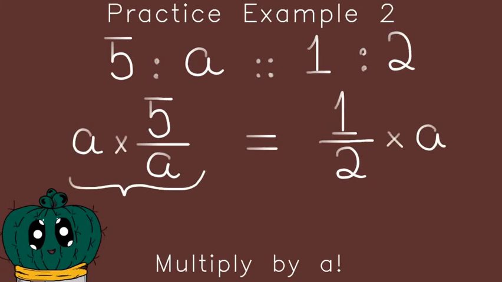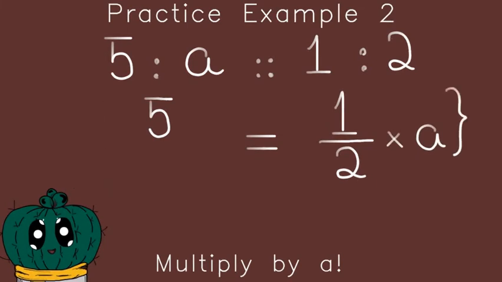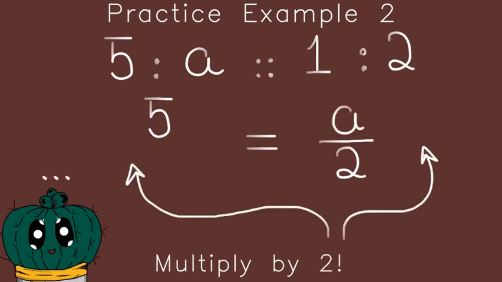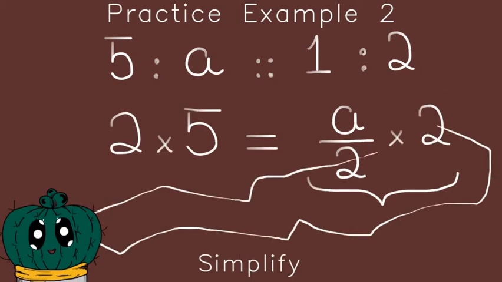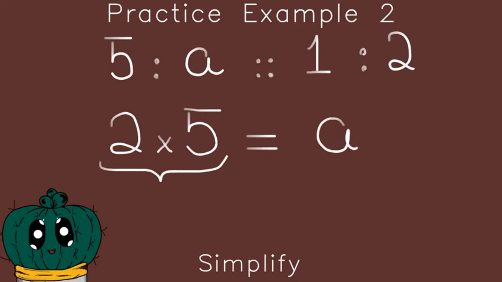On the left hand side, the a's cancel out, and on the right hand side we have a in the numerator, which is better than before. We always need to have it on the numerator side. So what we're left with is a divided by 2 is equal to 5. We don't want the value of a divided by 2, we just want the value of a, so you can get rid of the 2 by multiplying by 2 on both sides. On the right hand side the 2s cancel out, and on the left hand side, 2 times 5 is equal to 10.